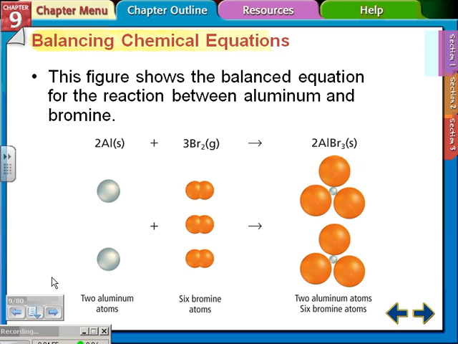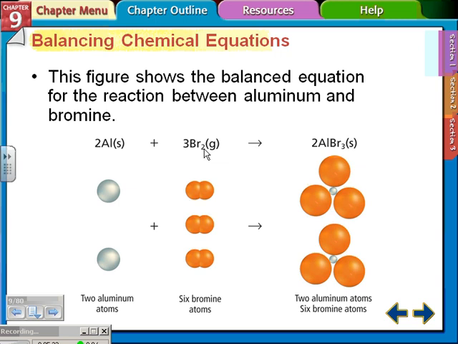So we represent that by balancing the equations. Coefficients are used to balance these equations. So you see that there are 2 aluminums, 3 bromines to yield 2 aluminum bromides. If we take a total count of the aluminums on the reactant side, you'll see that there are 2. If we take a total count of the aluminums on the product side, you will see there are 2 also. So this coefficient applies to this element. This coefficient applies to this element.